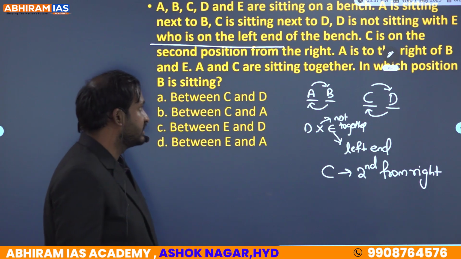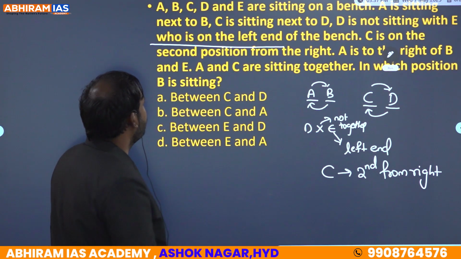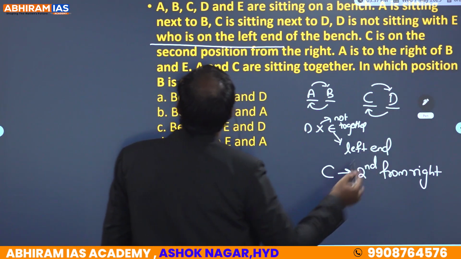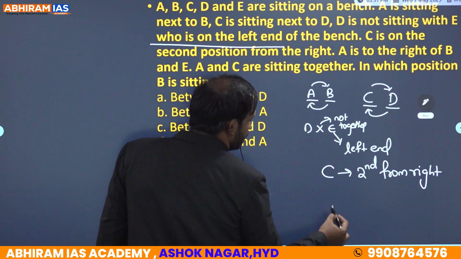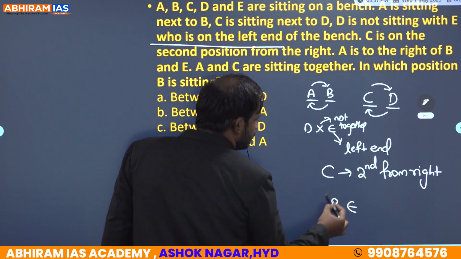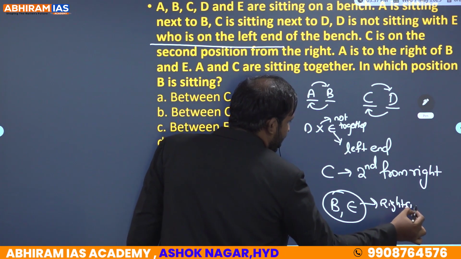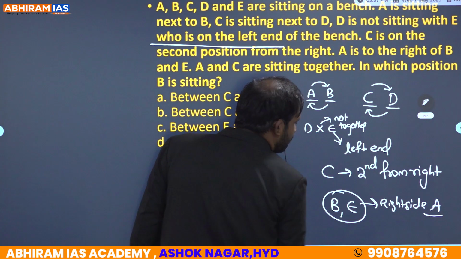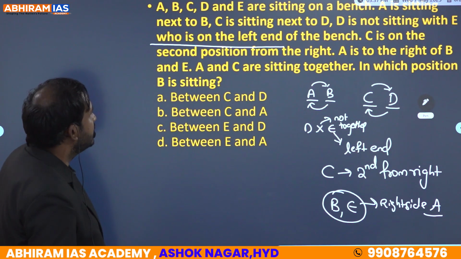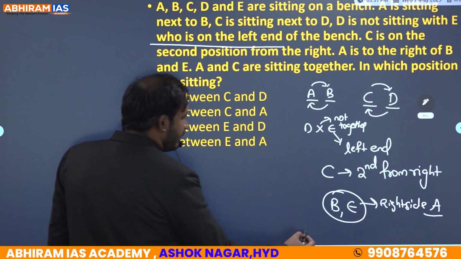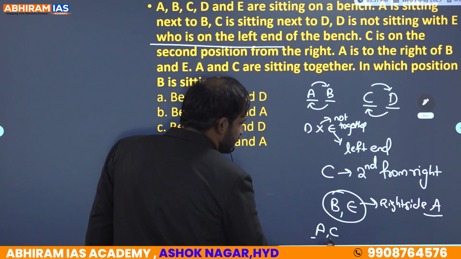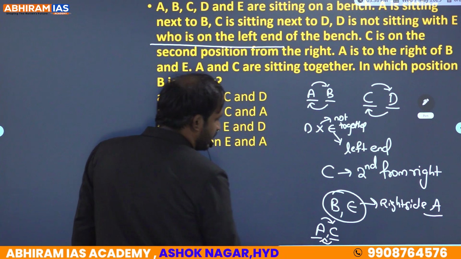Okay, that is the next data. A is to the right of B and E. A is to the right side of B and E. A and C are sitting together.